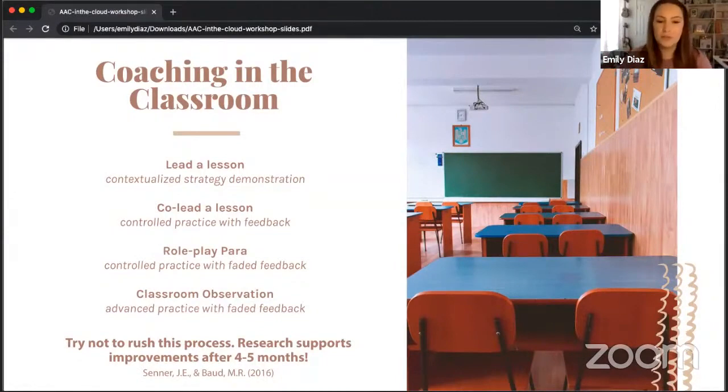But the research really supports improvements following this system after 4 to 5 months. And if you really think about being in a school setting, you can't really go 4 to 5 months without there being some type of holiday break. So I'm just going to round it up to 4 to 6 weeks per phase. So for 4 to 6 weeks, I'm going to lead a lesson. For 4 to 6 weeks, I'm going to co-lead a lesson, and so on and so forth.